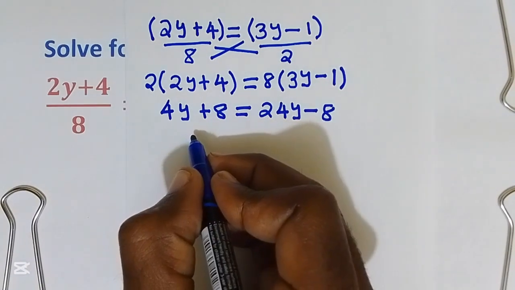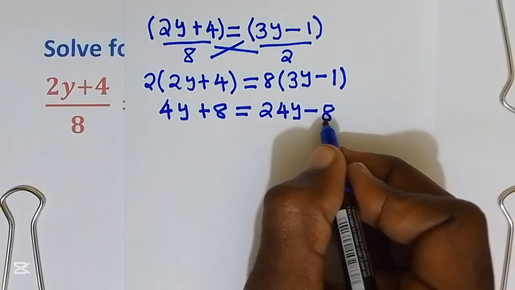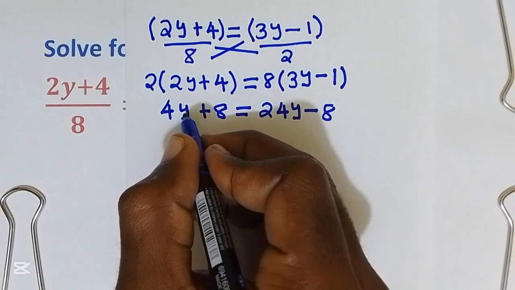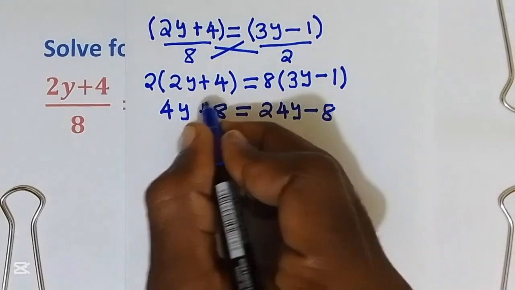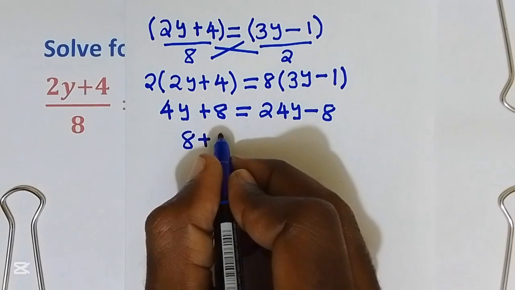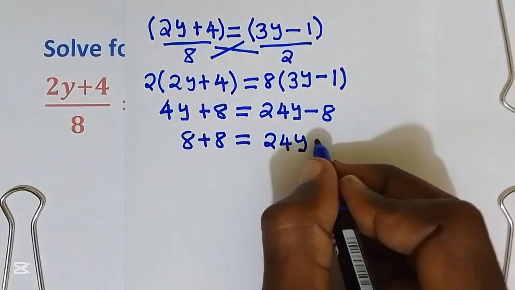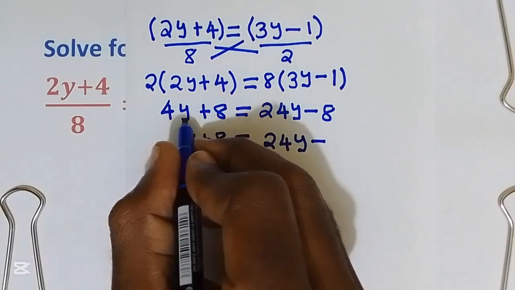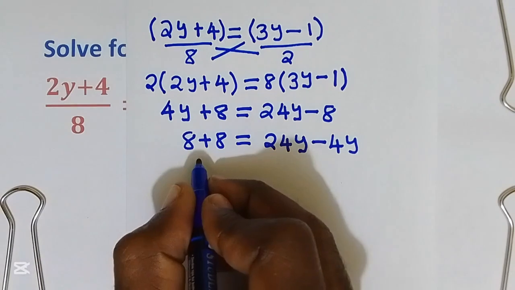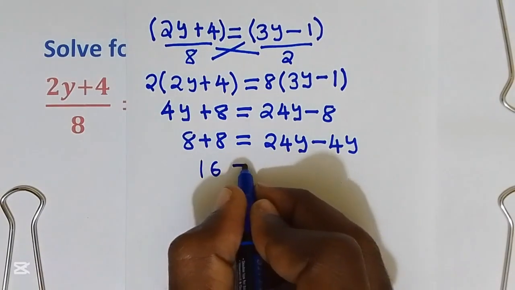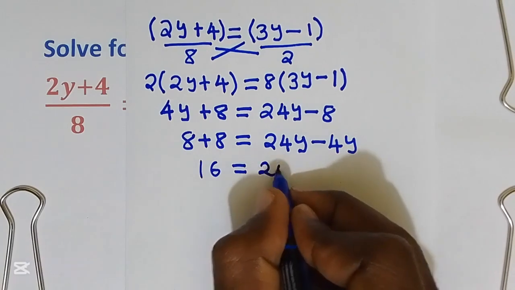Let us collect the like terms together. I will bring the 4y to the right hand side and minus 8 to the left hand side. That is going to be 8 minus 8 when it comes to the left hand side is going to be addition of 8. This is equal to 24y minus 4y. 16 is equal to 24y minus 4y. We got 20y.